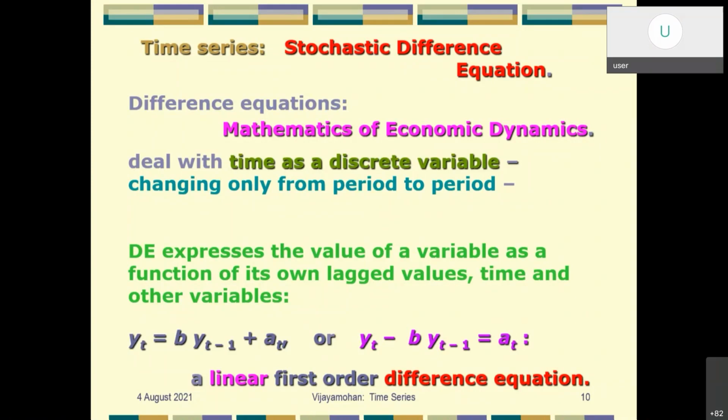deals with time as a discrete variable. If we consider time as a continuous variable, then instead of difference equations we will have what are called differential equations. So these two are mathematical tools, differential equations and difference equations. In time series analysis, we are considering the difference equations only. So here, time is a discrete variable in the sense that it can be written as t, t minus 1, t minus 2, t minus 3, and so on, or simply t equals 0, 1, 2, 3, 4, and so on.